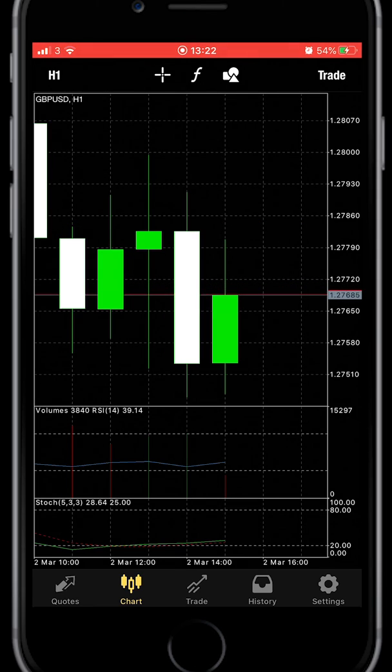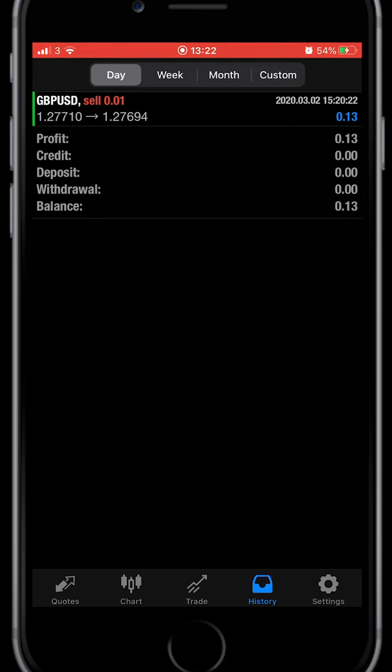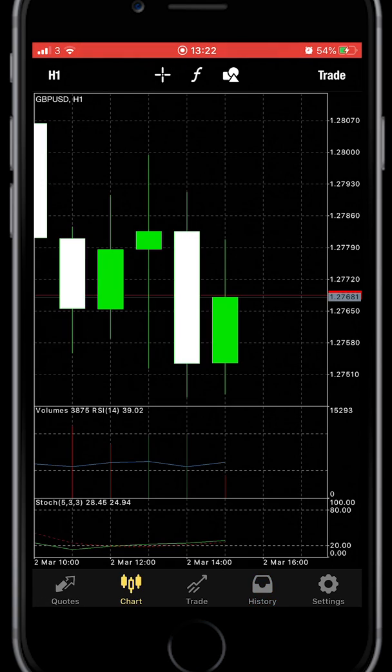So we can see here that my take profit line was hit, and I can check the history, and it shows that I've actually made some money, made 13 pence off that very quick trade. But that is how MetaTrader 4 works on the iPhone.